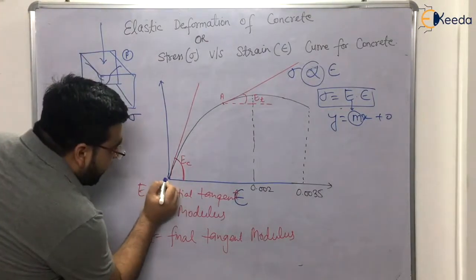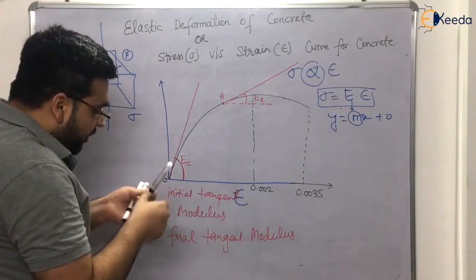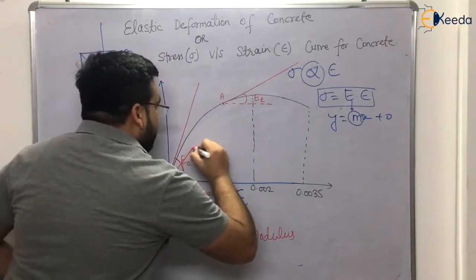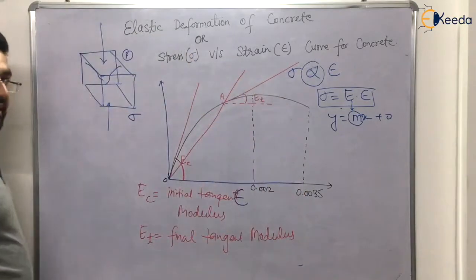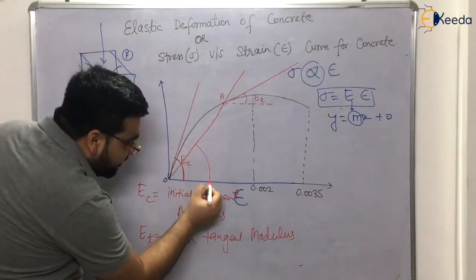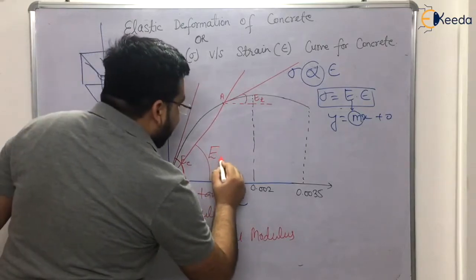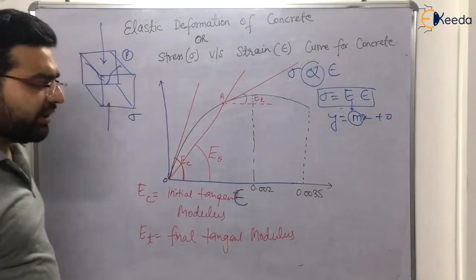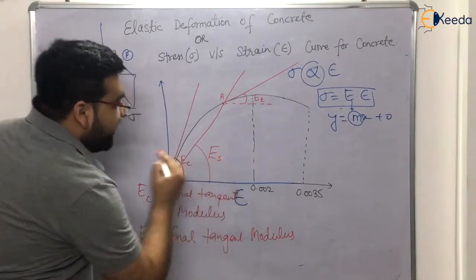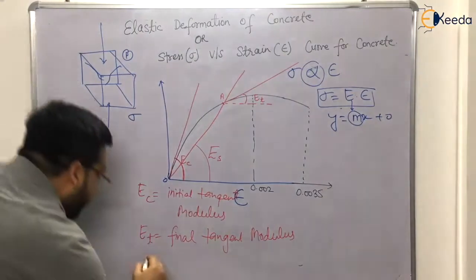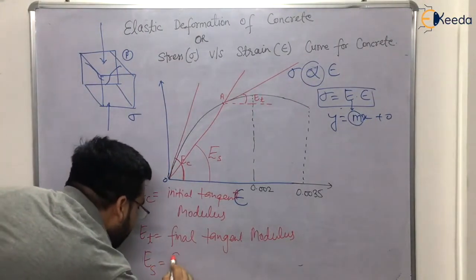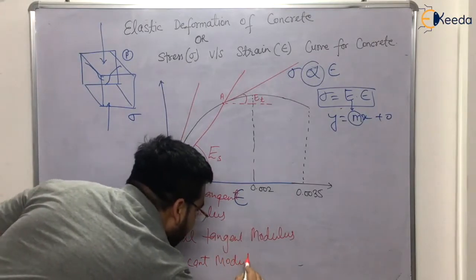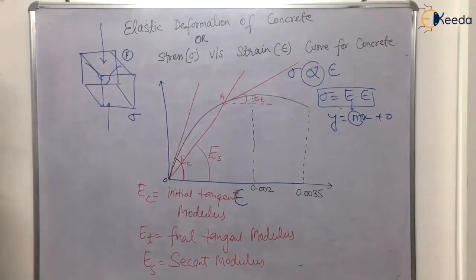If you join the origin, this is the origin, to this point, the angle or the slope you get, let us say this is ES, also known as E theta, whatever you want, E theta or ES. This ES is known as the secant modulus. The Britishers are using this modulus, the secant modulus, okay?